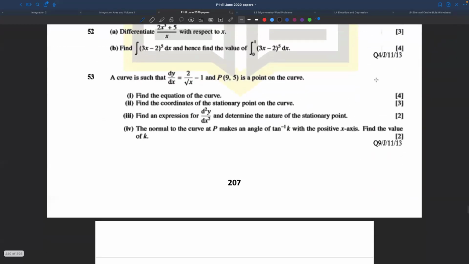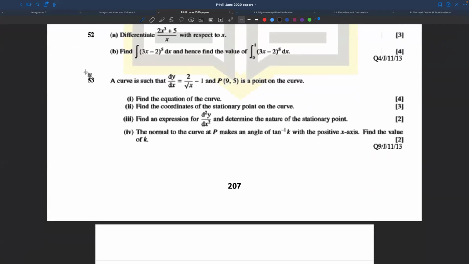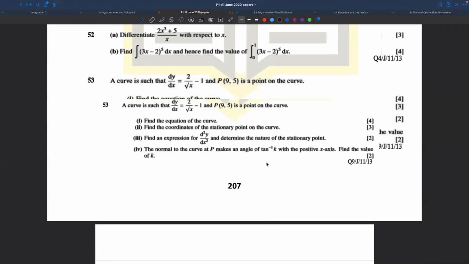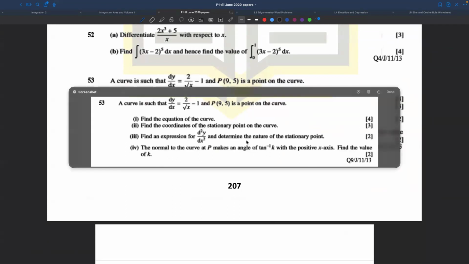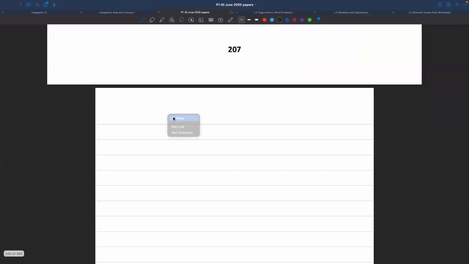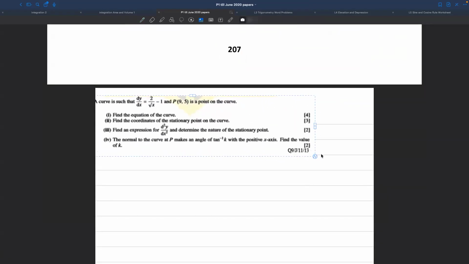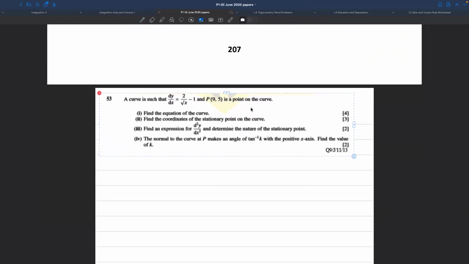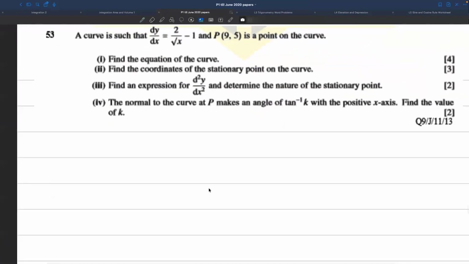I will explain exactly how you will attempt any integration or differentiation question. Whatever we have learned so far, you will only be using that, and that will be enough to attempt any question that comes up. Okay, starting with this question.